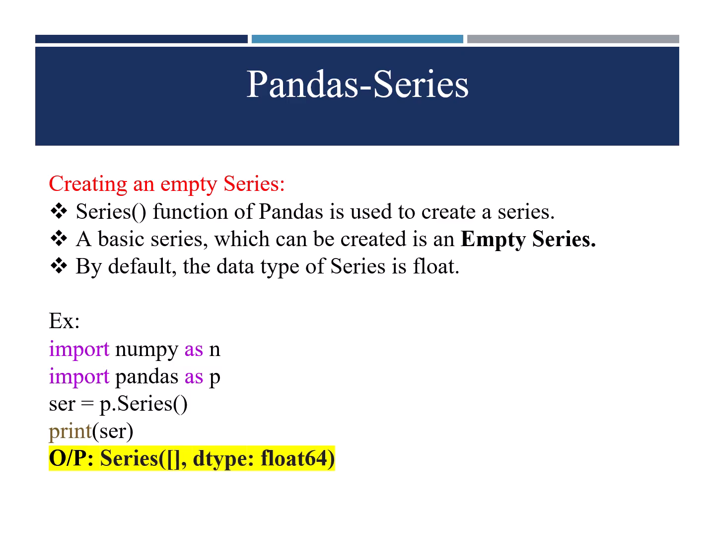Import numpy as n, import pandas as p, where n is an alias for NumPy and p is an alias for pandas. Now declaring a new variable name ser equal to p.Series. The series function is used to create a series in pandas, and here it creates an empty series, and it returns the data type of the series as float by default.